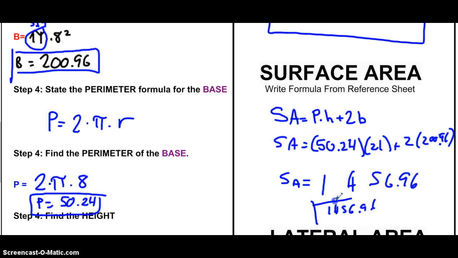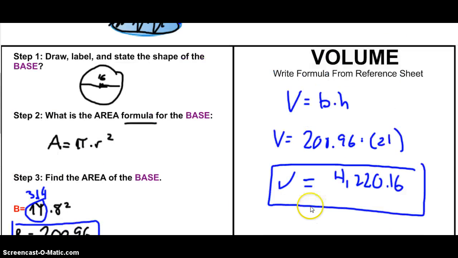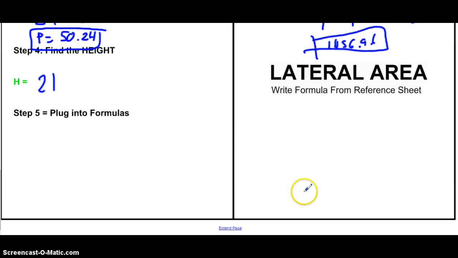1456.96. That is our surface area. Now we're going to go for our final thing, the lateral area. We will look up the formula. Lateral area is equal to 2 times pi times r times h. Okay, that's it, 2 pi r h.